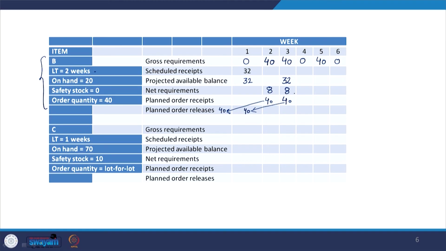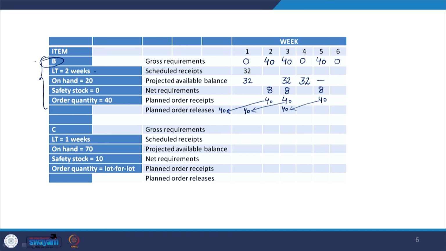That 32 is going to be available to you here also. Then in the 5th week you will consume these 32 and projected available balance will become 0 and 8 will be the requirement here. Again 40 will be coming to you by placing an order of 40 in the 3rd week. So, this becomes the MRP for item B.